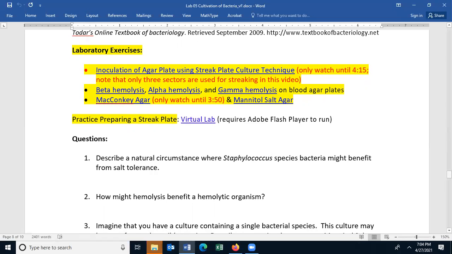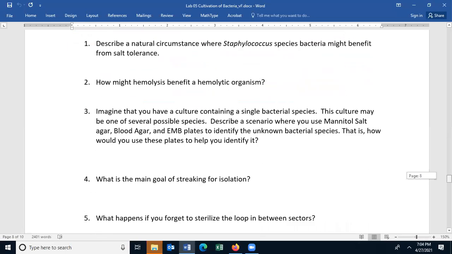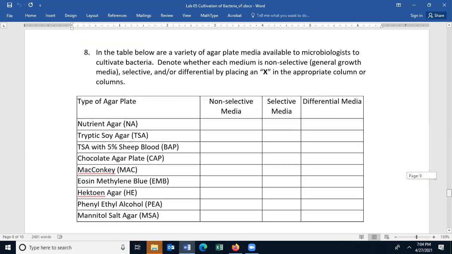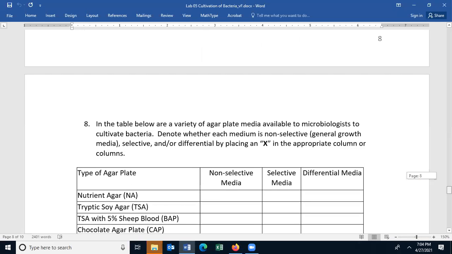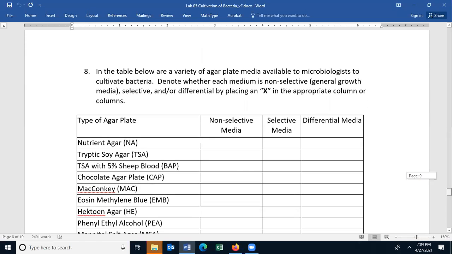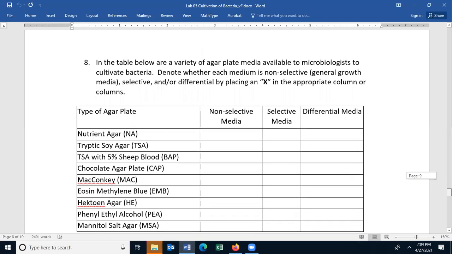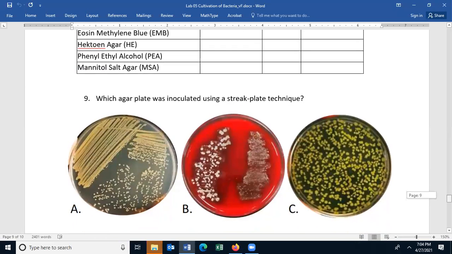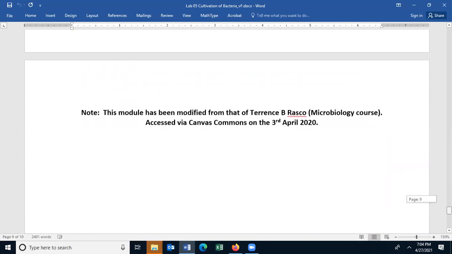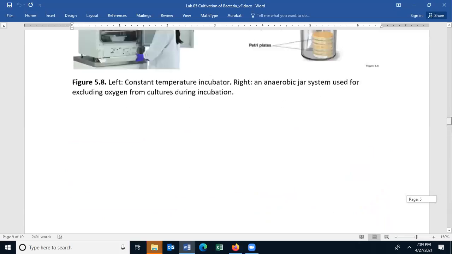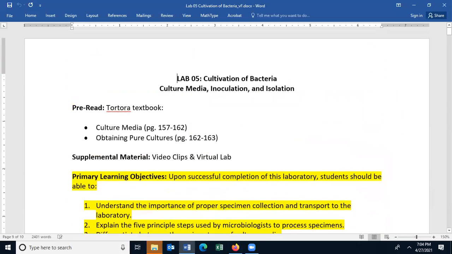And then answer the questions in the worksheet, not in the lab manual. You need to answer this question, fill in the table with X's, and then answer question 9 as well. And then submit your answer to the folder on Canvas for Lab 5.